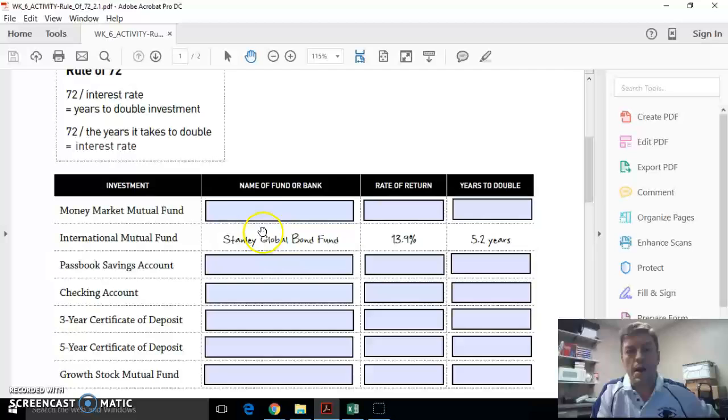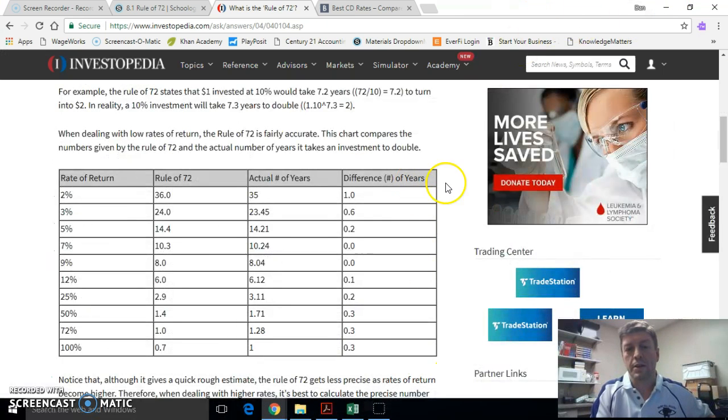Let's pop open your assignment. What we would have done, I forget what bank it was, but we would put down the bank, right here, what percent we were getting, and then calculate how long it would take to double your money. Hopefully that clears up how to do that assignment.